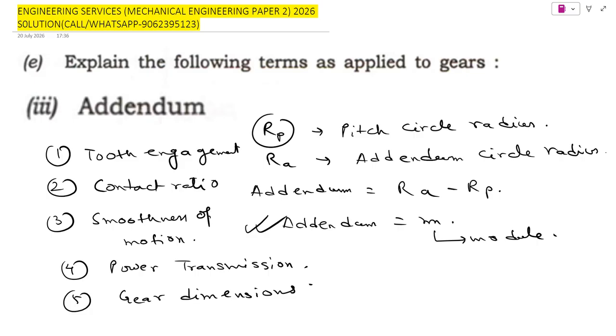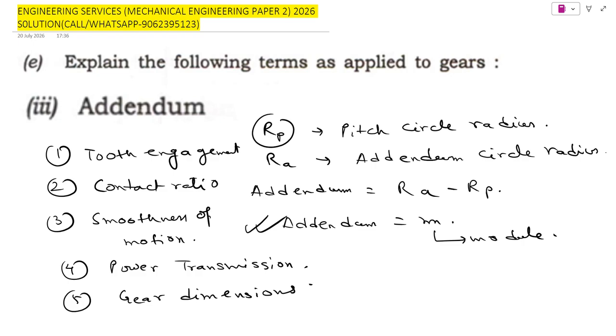Now, here is an interesting observation. Many students think the strongest part of the tooth is the tip. Actually, the root of the tooth is stronger, while the tip, that is the addendum region, is more involved in initiating and maintaining the contact during meshing. Understanding this distinction shows a deeper level of engineering knowledge.